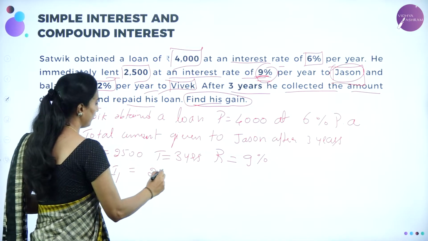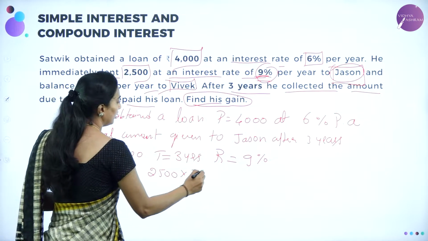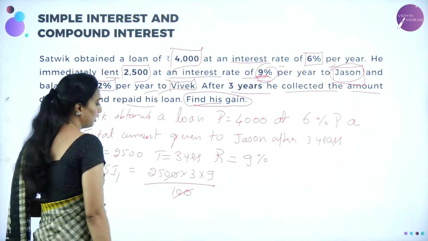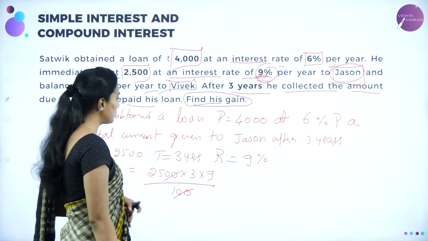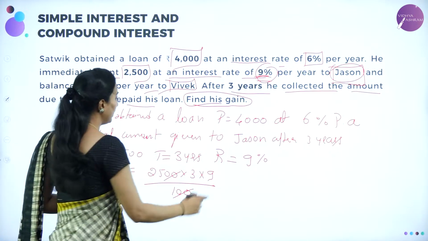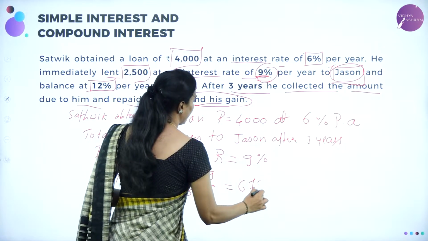That is 2,500 into 3 into 9 divided by 100. So this will go 25 into 3 into 9, which is equal to 675.